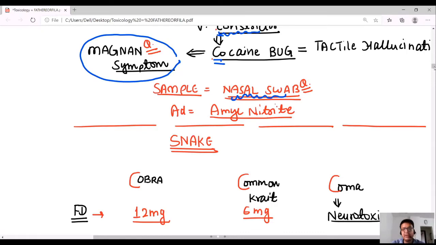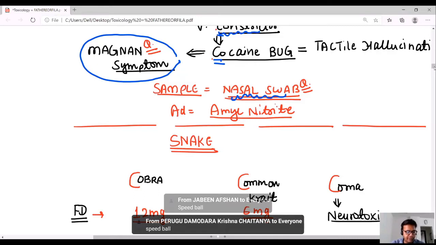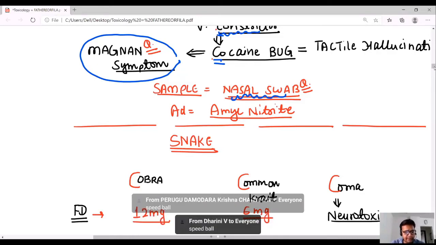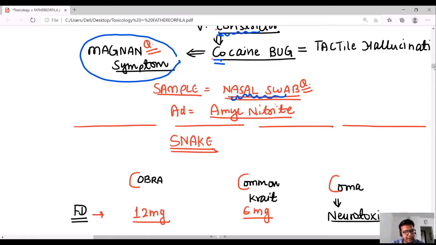Amyl nitrite. Now, Dr. Saab, write down some MCQ. Heroin plus cocaine is known as... anyone? Speedball. What is the sample for cocaine poisoning? Sample for cocaine poisoning is nasal swab. Very good. Another important word.